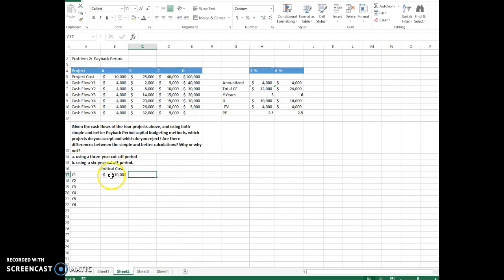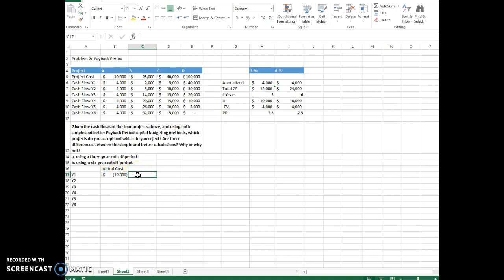The problem is this is positive. And when we're talking about cash flows, it's actually a cash outlay, right? So we're going to change this to a negative. So I'm going to go times -1. We're going to make that negative $10,000. That's our initial cost.